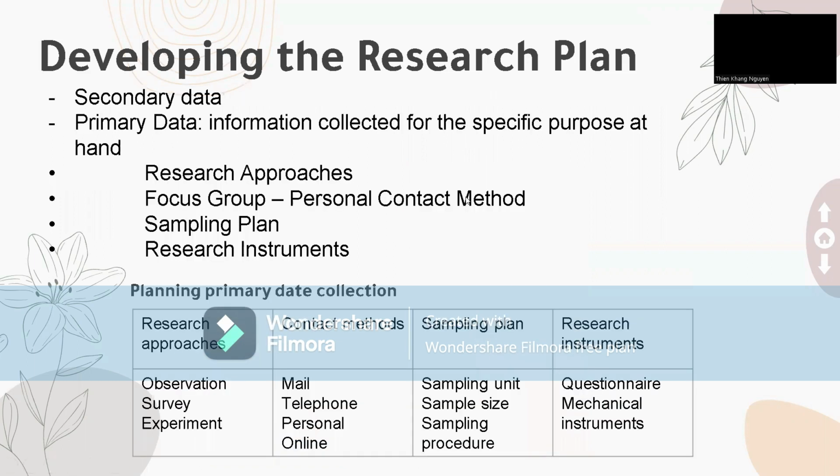Okay. So next to secondary data is primary data, which is information collected for a specific purpose at hand. Planning primary data collection covers the research approach, focus group, contact methods, sampling plans and research instruments. Research approaches include observation, survey, and experiment. Contact methods include mail, telephone, personal, and also online. Sampling plans include sampling unit, size and sampling procedures. Last but not least, the research instruments are the questionnaire and mechanical instruments.